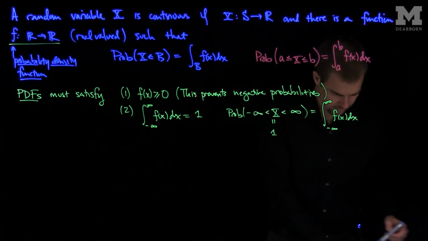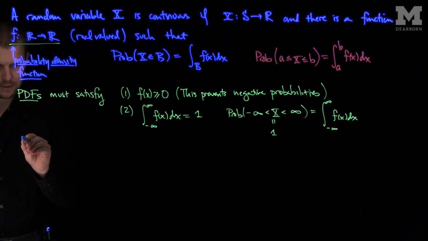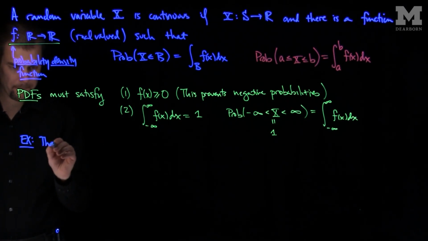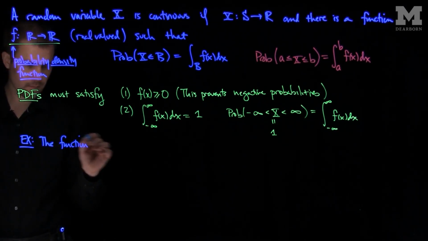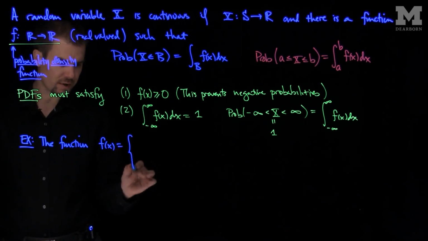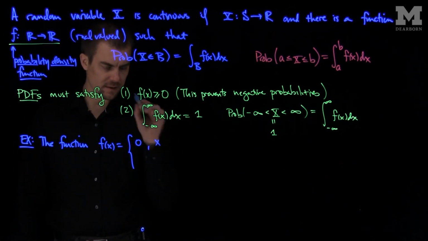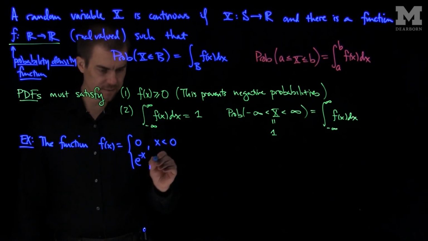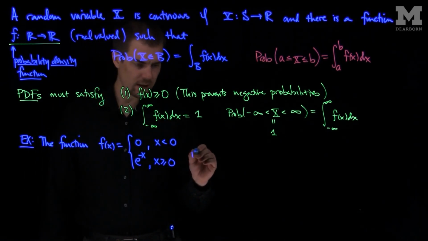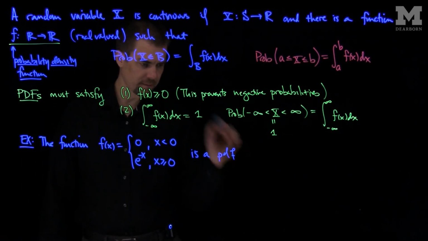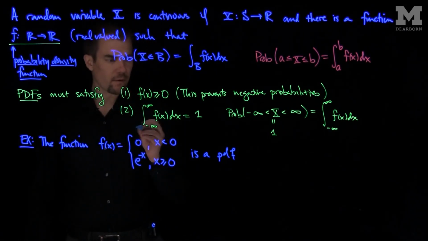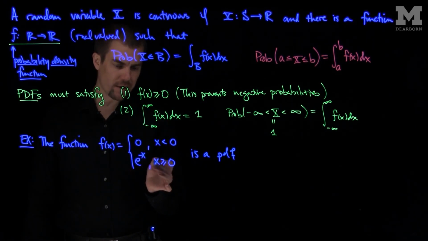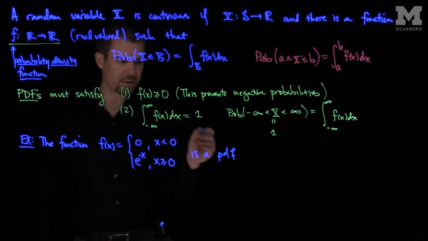So we can see a quick example of this. The function f of x, which is 0 if x is negative, and e to the negative x if x is greater than or equal to 0, is a PDF. We can clearly see that f is 0 when x is negative, and e to the negative x is always greater than or equal to 0. So we see that this satisfies condition 1 trivially.